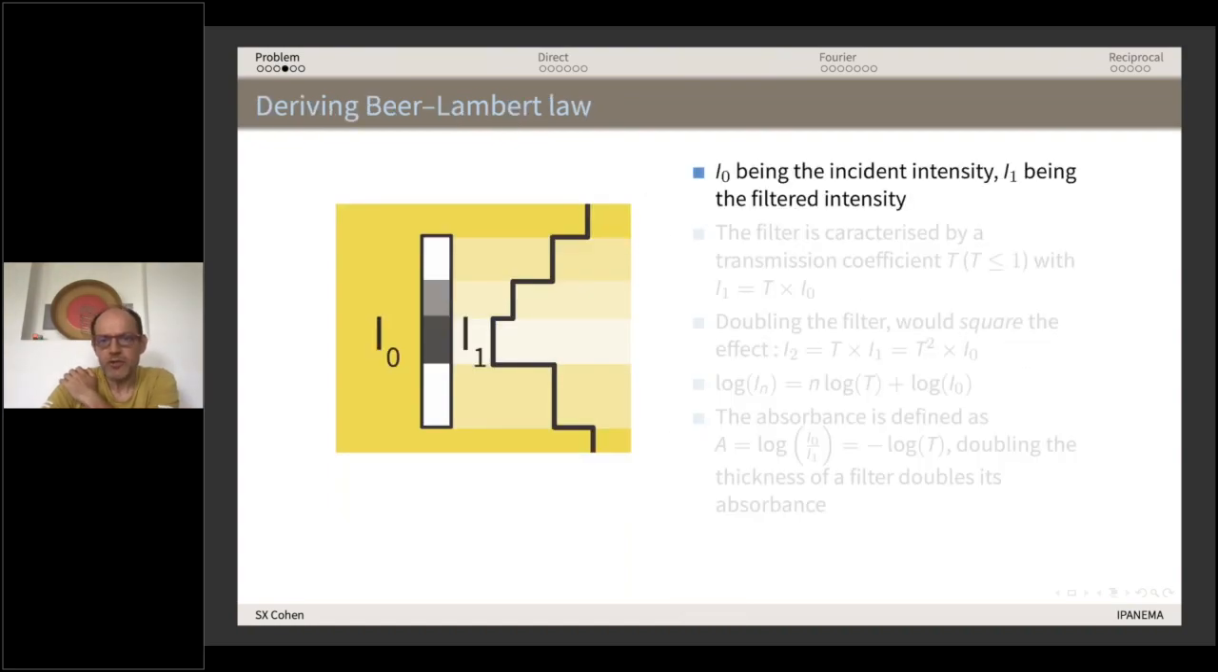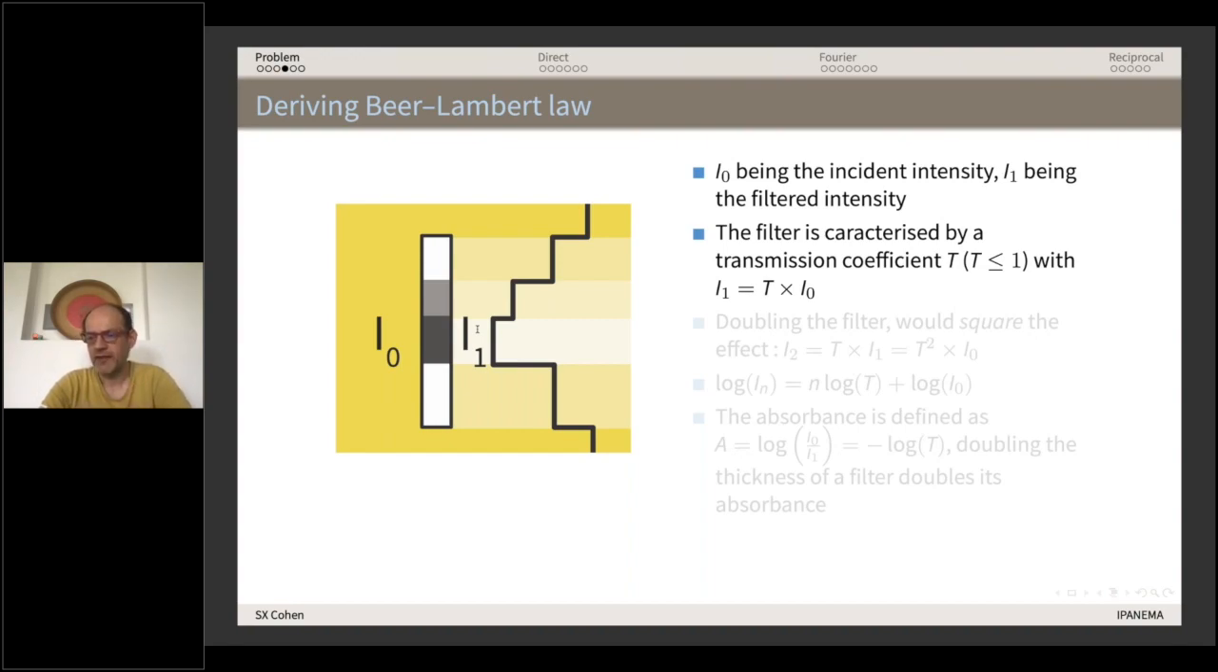Okay, so if we go into a bit more detail on that, I have an intensity of the incident beam, which I will call I0, and I have an intensity which I measure after the filter, which in this case I will call I1. I can characterize the filter at a given position by what we call the transmission coefficient, T, which is below 1. The attenuation effect is an attenuation effect. It doesn't bring more light.